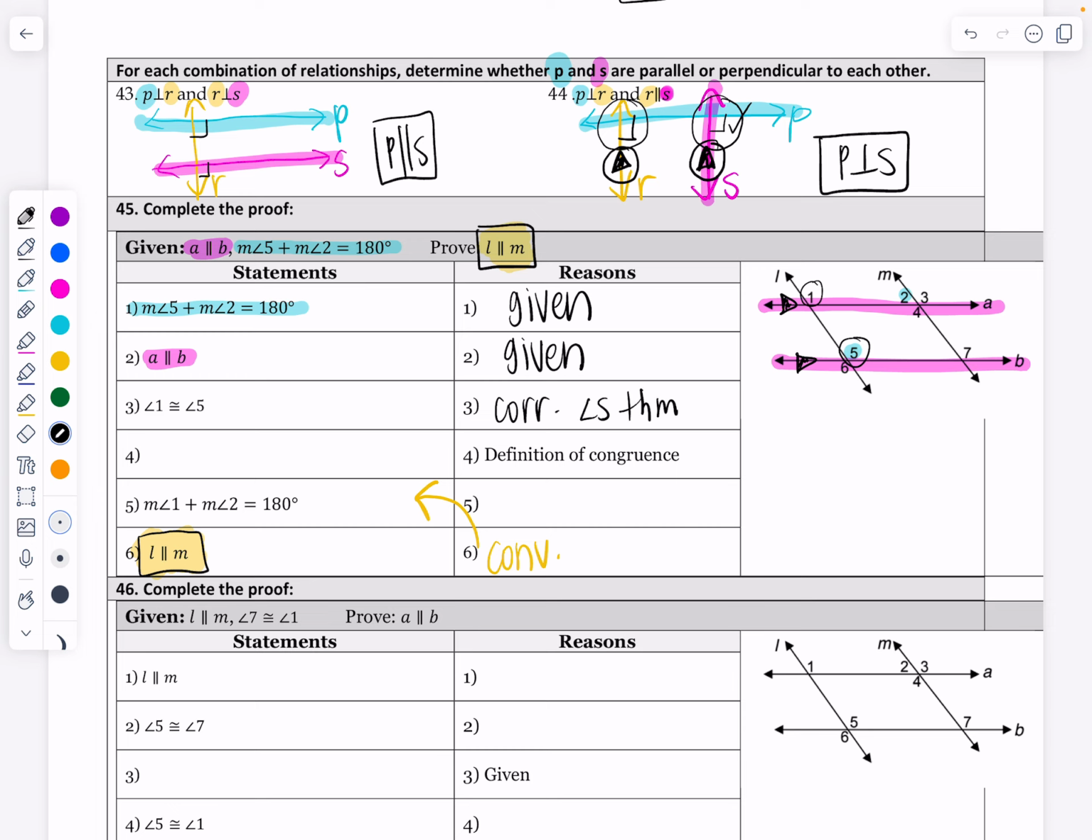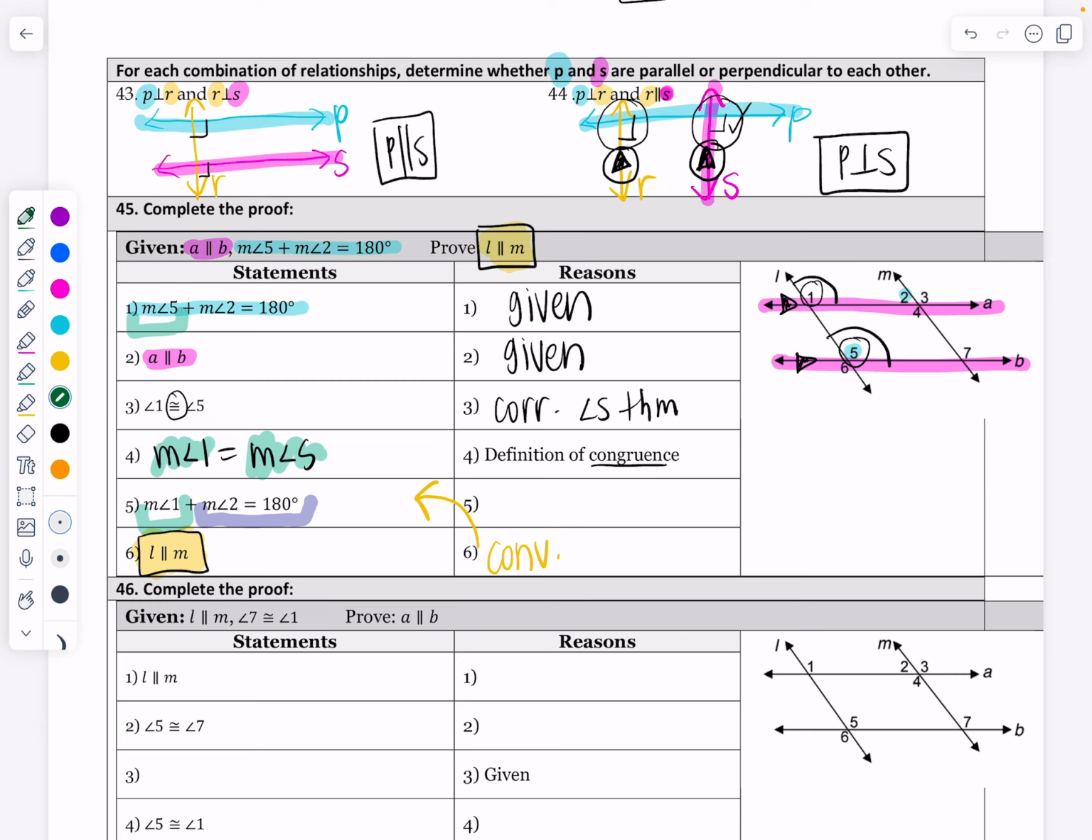Those must be congruent because they're in the top right corner and the top right corner. Okay? If those are congruent, then we know that their measures are equal. How do we know that? That is the definition of congruence. That symbol allows me to say, hey, their measures must be equal. And then they almost go back to the original statement where 5 plus 2 equals 180. The measure of 5 plus the measure of 2 equals 180. But they replace the measure of angle 5 right here with the measure of angle 1.